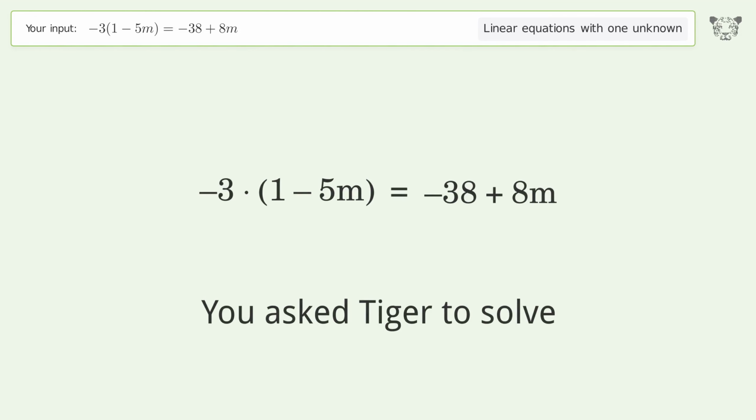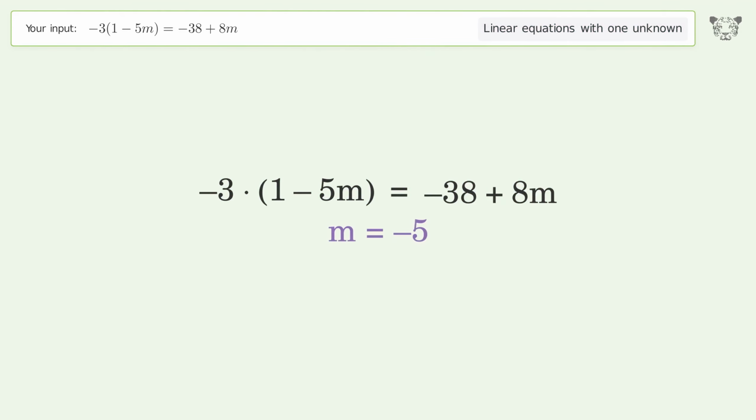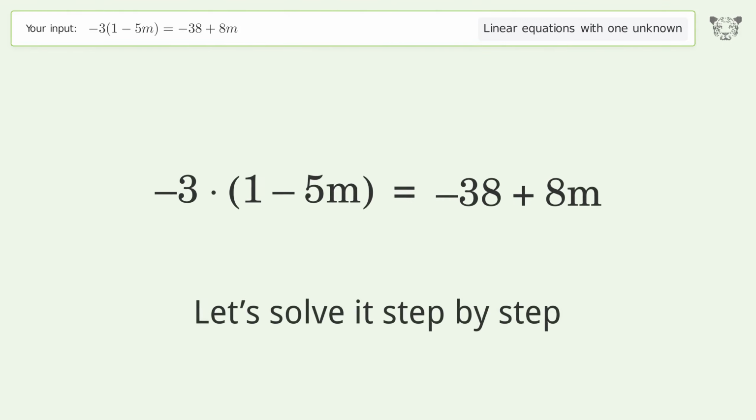You ask Tiger to solve. This deals with linear equations with one unknown. The final result is m equals -5. Let's solve it step by step.